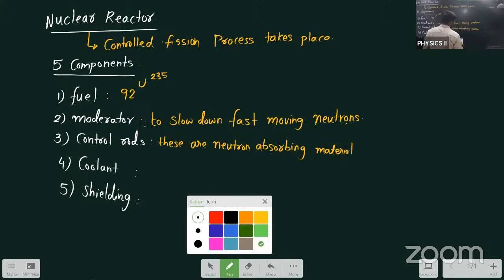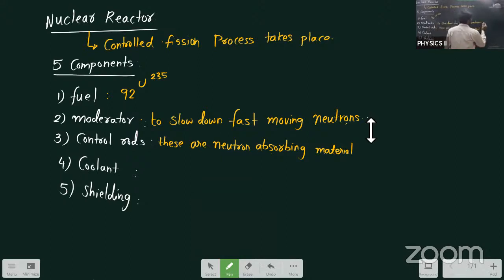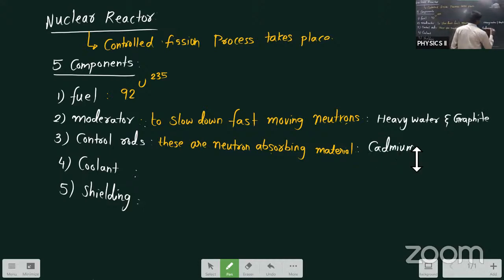What were the examples for the moderator? I said heavy water and graphite. These 2 things are used as moderator. And what is the material we use for the control rod, the neutron absorbing material? I said it was cadmium. So these were the things we discussed yesterday.